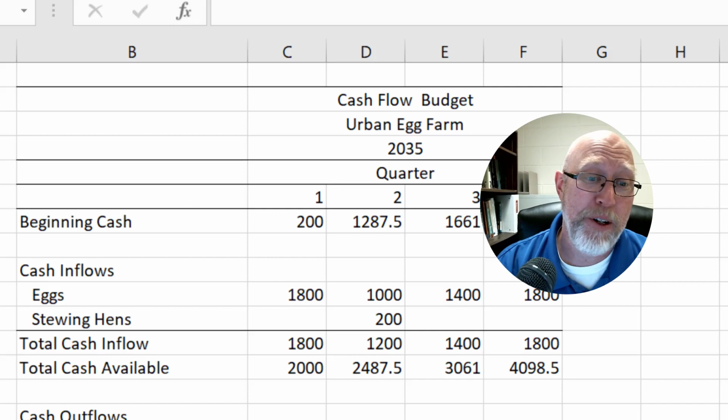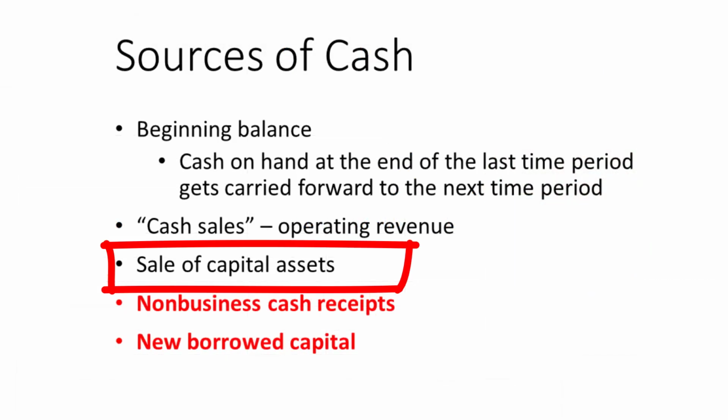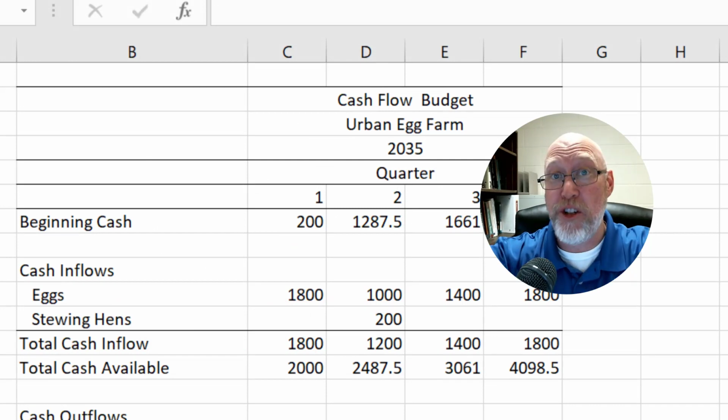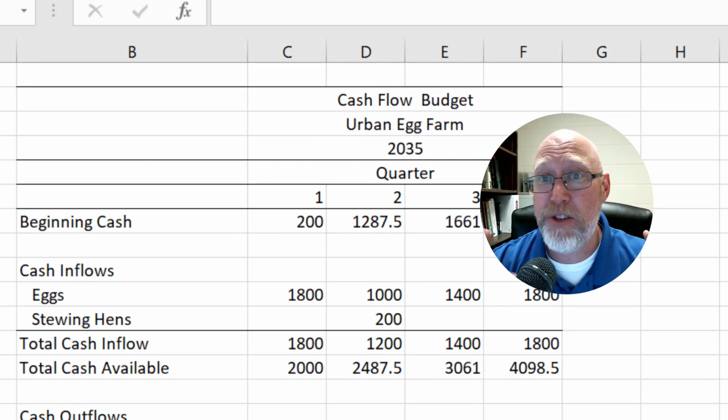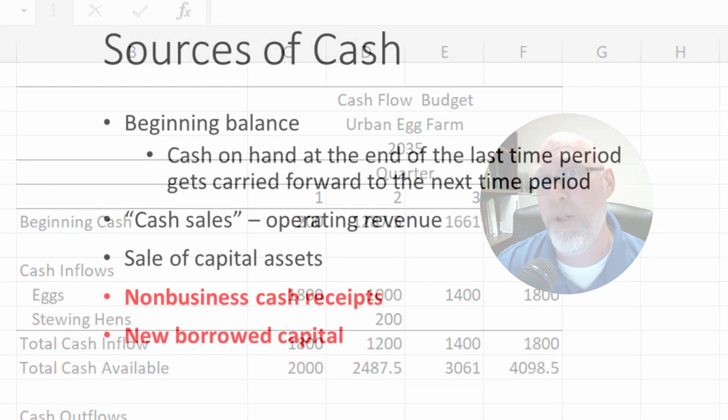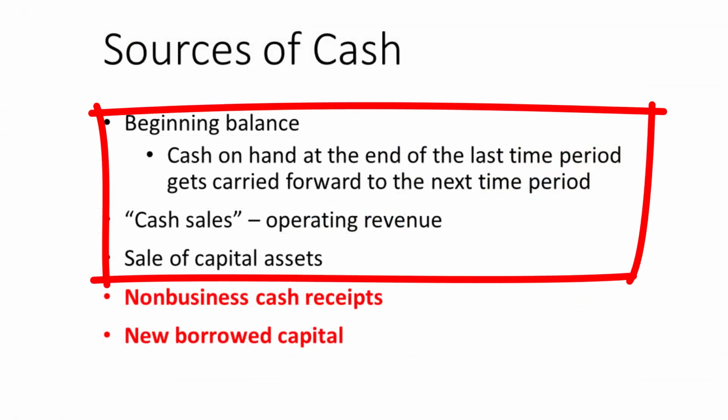So sale of capital assets, that's where you have some piece of equipment that you are selling. And if you sell that piece of equipment, that means cash is flowing in. So that goes down as a source of cash. Now on this slide in front of you right here, these first 3 bullet points, these are things that are all going to be on the top of your cash flow budget.